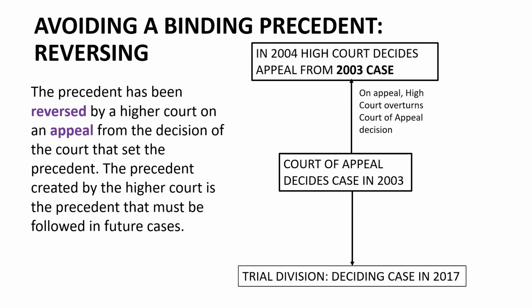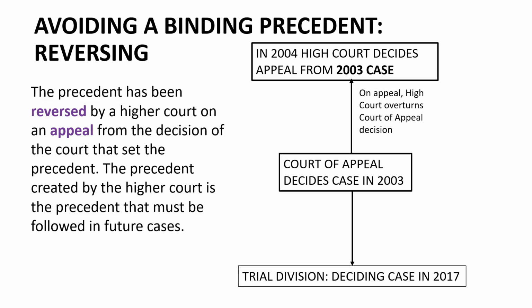Let's also suppose that one of the parties to the case that was heard by the Court of Appeal in 2003 is dissatisfied with the Court of Appeal's decision and so appeals that decision to the High Court. Generally speaking, if a party is dissatisfied with the court's decision, it can have that decision reviewed by the court that is next highest in the court hierarchy.